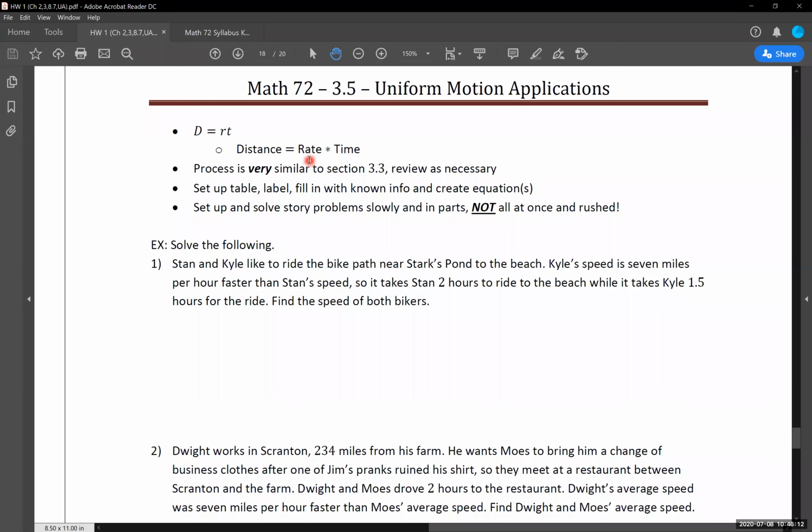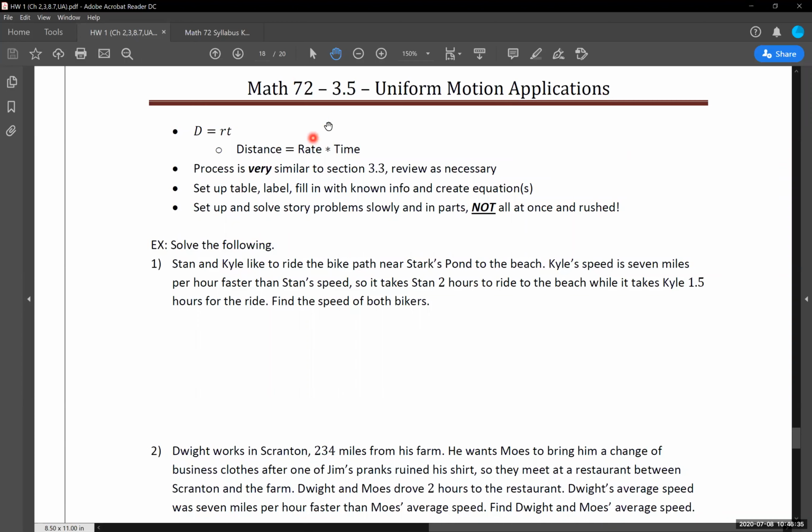Now, rate can be a lot of different things in this problem. It could be miles per hour, it could be kilometers per minute, feet per second, anything like that. So it's a rate that we've been given. Distance, again, miles, kilometers, meters, feet, something like that. And time could be listed in seconds, minutes, hours, anything like that.